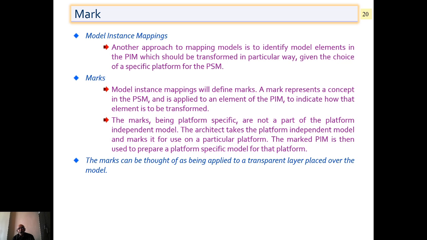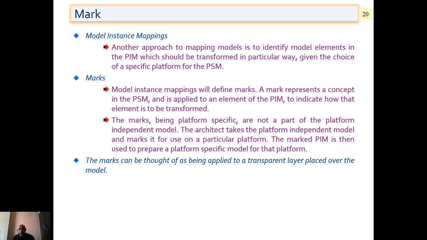If you don't know this concept, how will you do the PIM to PSM mapping? That's why I said that these marks are important, isn't it? Another example is that the marks are the indicator of how an element can be transformed. A use case can be transformed, right?